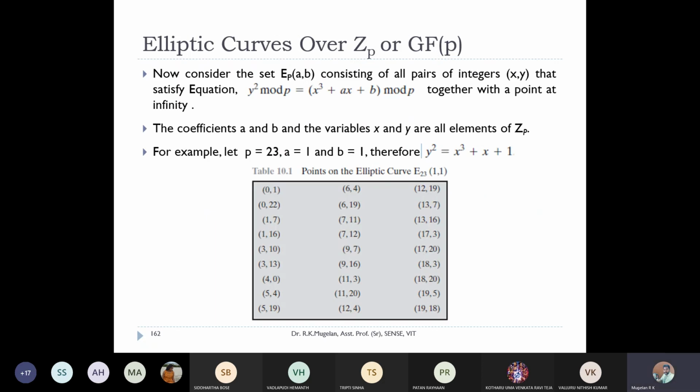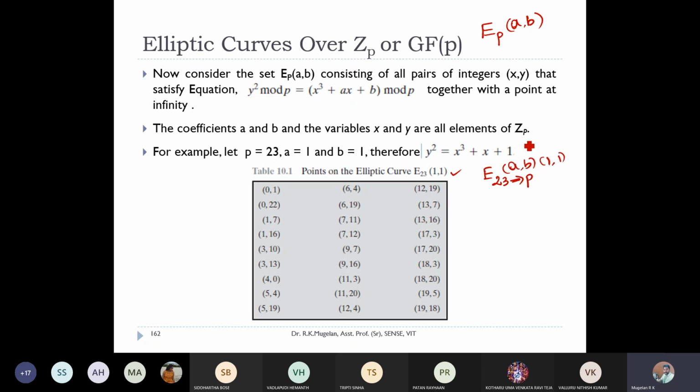Now, you may be getting questions like this also: find the points over the elliptic curve, so and so. This elliptic curve over a prime P will be represented like this: E means elliptic curve, suffix P the prime number, and inside a bracket we have the values of A and B. For example, this shows the points on the elliptic curve E23(1, 1). E23 means your value of P is 23, and A comma B is nothing but 1, 1.